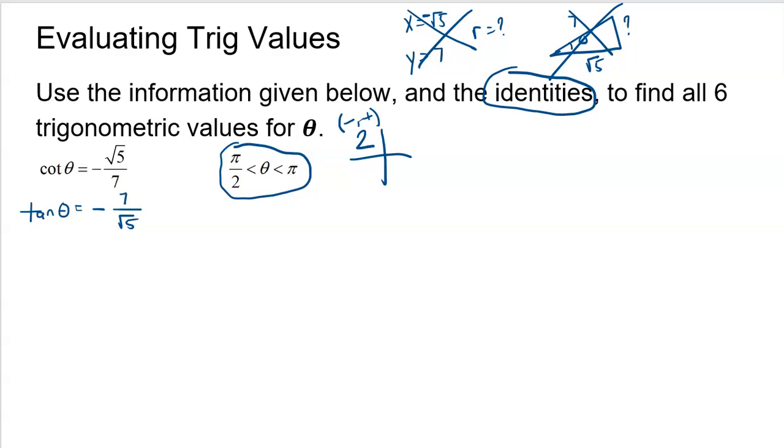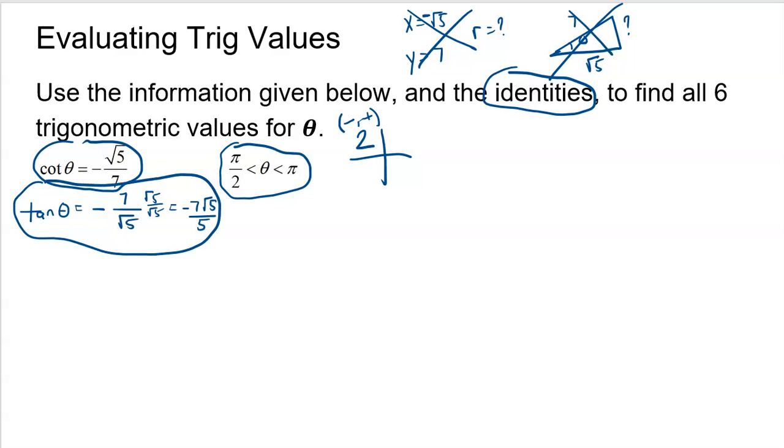But of course, most people don't like leaving the square root in the denominator. So I'm going to multiply top and bottom by the square root of 5. And I get negative 7 radical 5 over 5. All right, so far I was given cotangent, and I just found tangent. So I got 2 down, 4 to go.